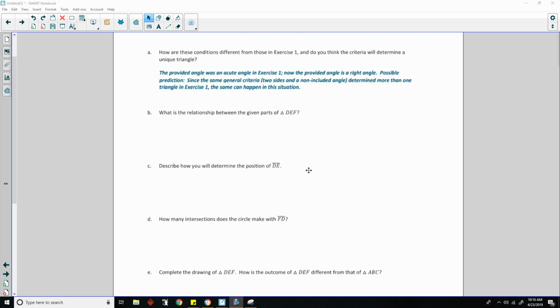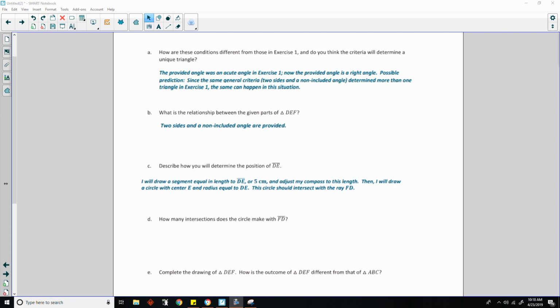Now B says, what is the relationship between the given parts of triangle DEF? So again, 2 sides and a non-included angle were provided. C says, describe how you will determine the position of DE. Okay, so I would say I will draw a segment equal in length to DE, which was 5 centimeters, and adjust my compass to this length. Then I'll draw a circle with center E and radius equal to DE. This circle should intersect with the ray FD.